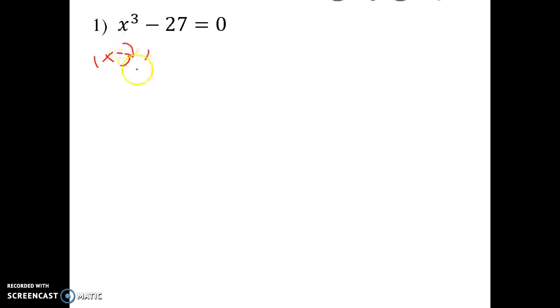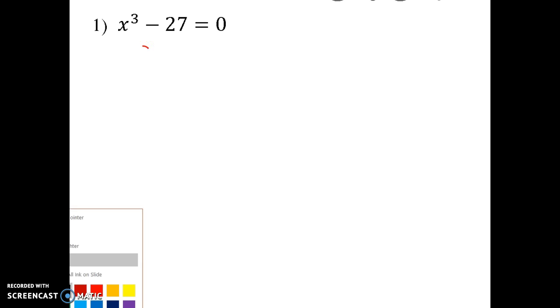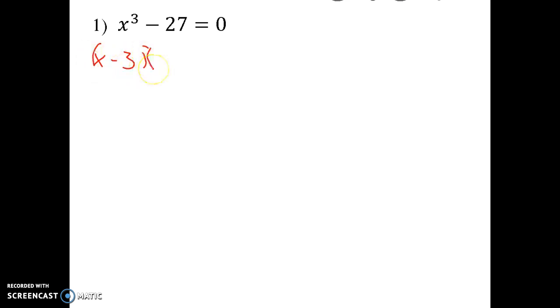But what I don't know is, that's a really horrible looking 3. Let me fix that. Let me start over. I know that one factor is going to be x minus 3, so I'm going to have x minus 3 here. But I don't know what my other factor is yet, and so I'm going to have to use long division or synthetic division. So what I'm going to do is have a 1, there's my 1x to the third, no x squareds, no x's, and then a minus 27. And I'm going to divide that by x minus 3.